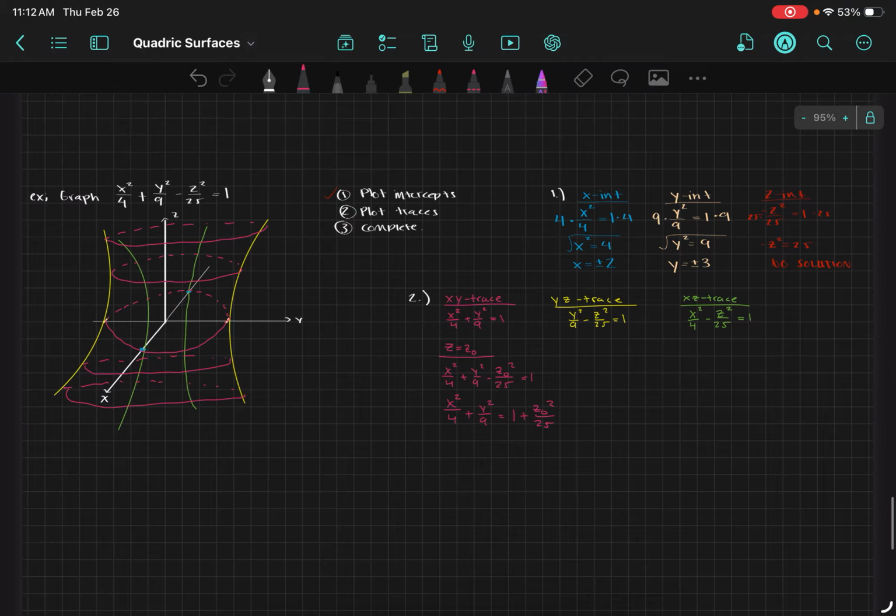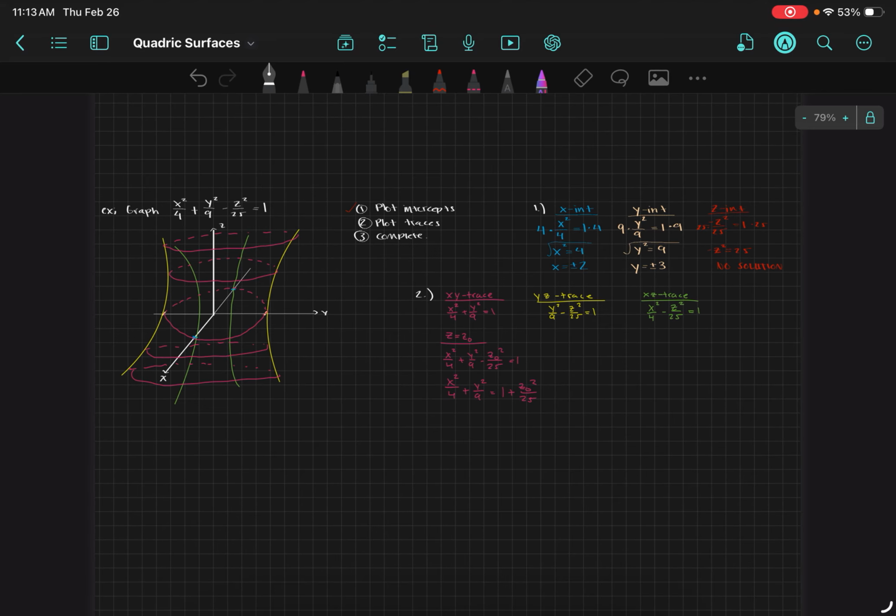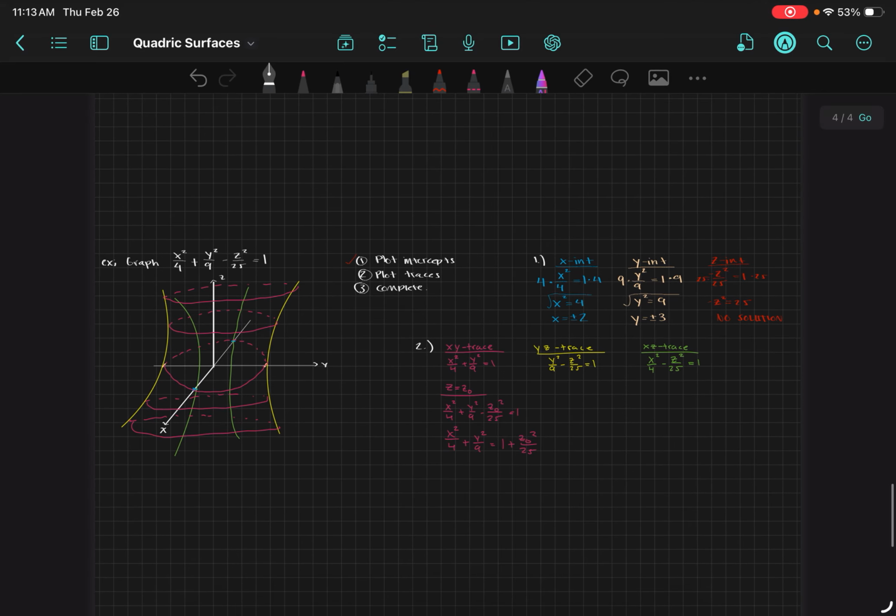So, as you can see, we kind of have like a nuclear shape, like a nuclear power shape, right? So then we have something kind of like that, right? From a two-dimensional standpoint, of course, but it kind of looks like that, okay? That is going to be our hyperboloid of one sheet.